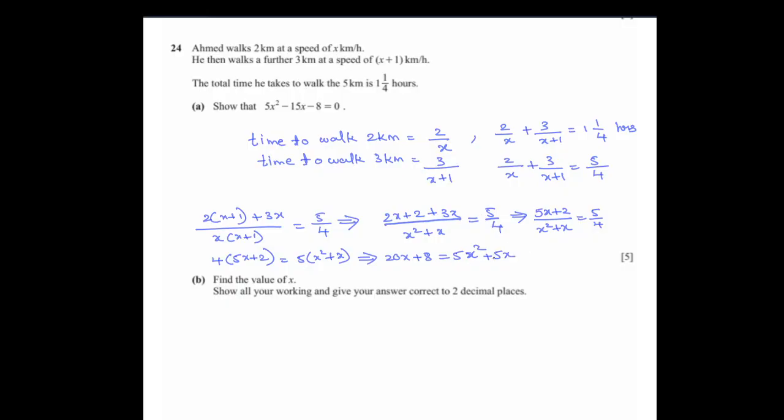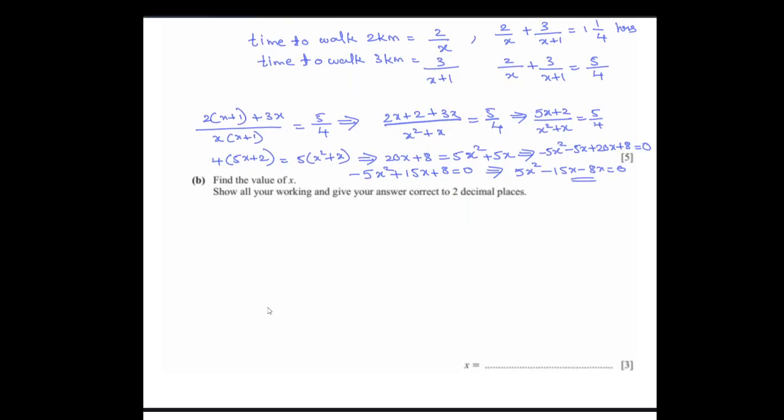Now bringing all the terms to the left hand side, you get minus 5x square minus 5x plus 20x plus 8 is equal to 0. Minus 5x plus 20x becomes 15x. So at the end you get minus 5x square plus 15x plus 8 is equal to 0. Taking minus common, we want to eliminate the minus from the first term, so we get 5x square, and all the signs are changed: minus 15x minus 8 is equal to 0. We got the answer.